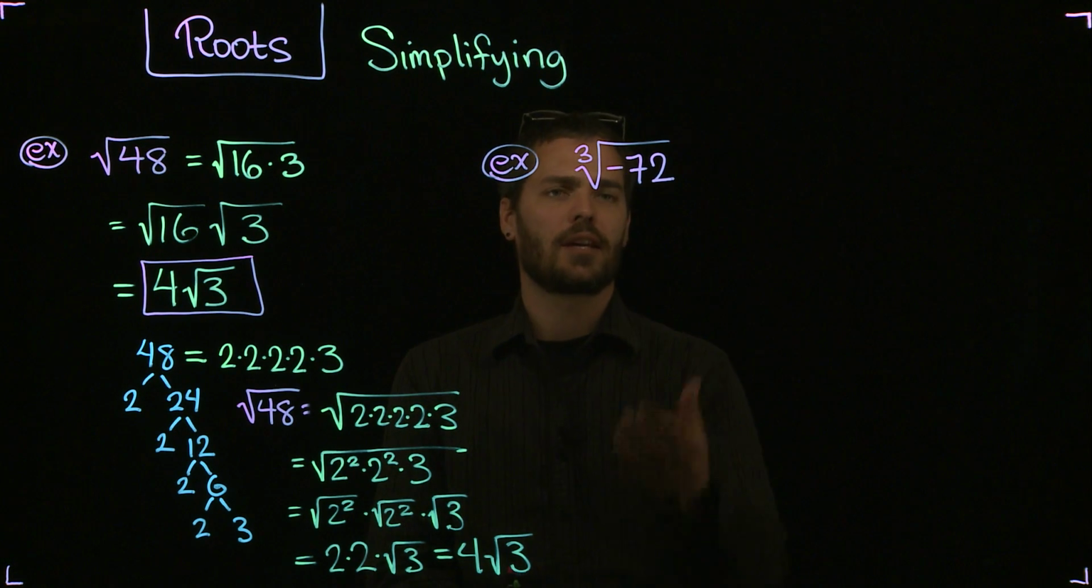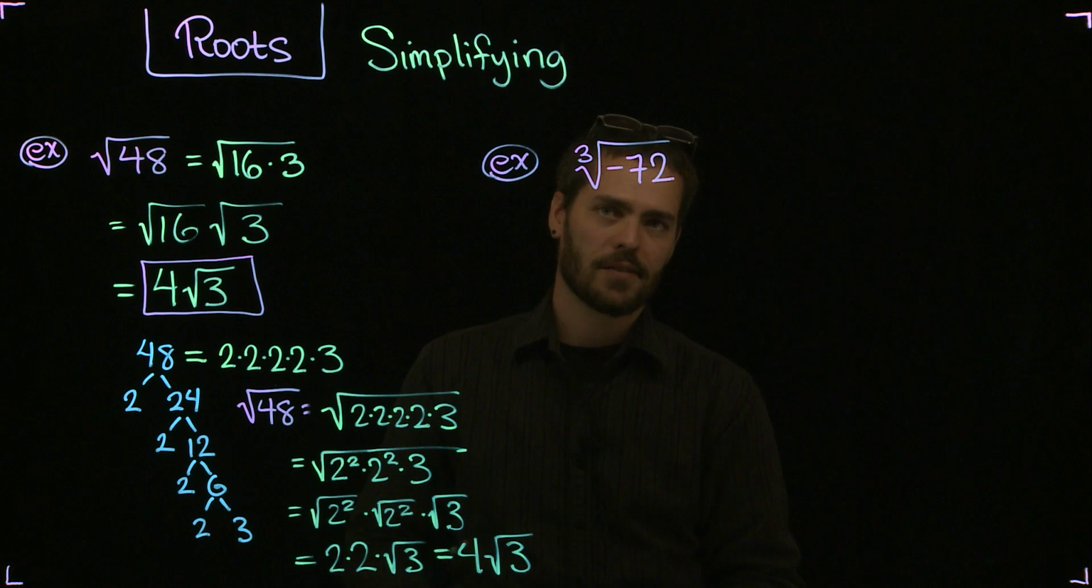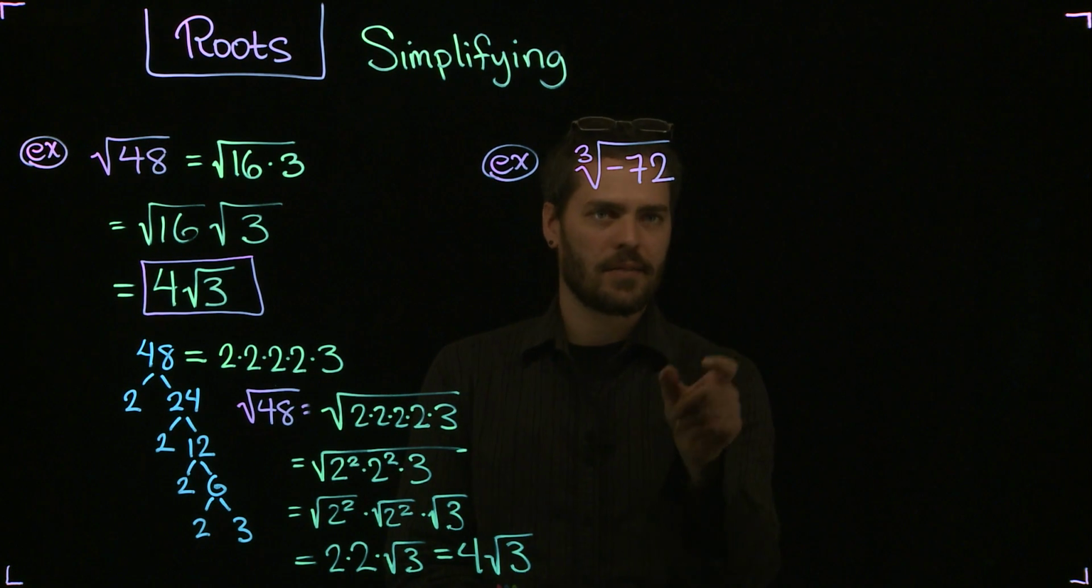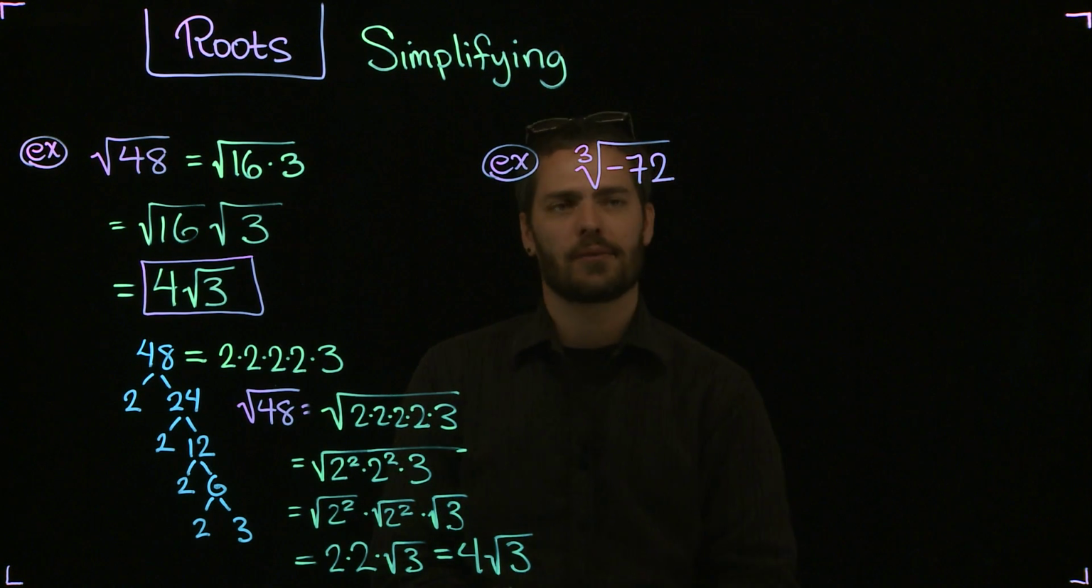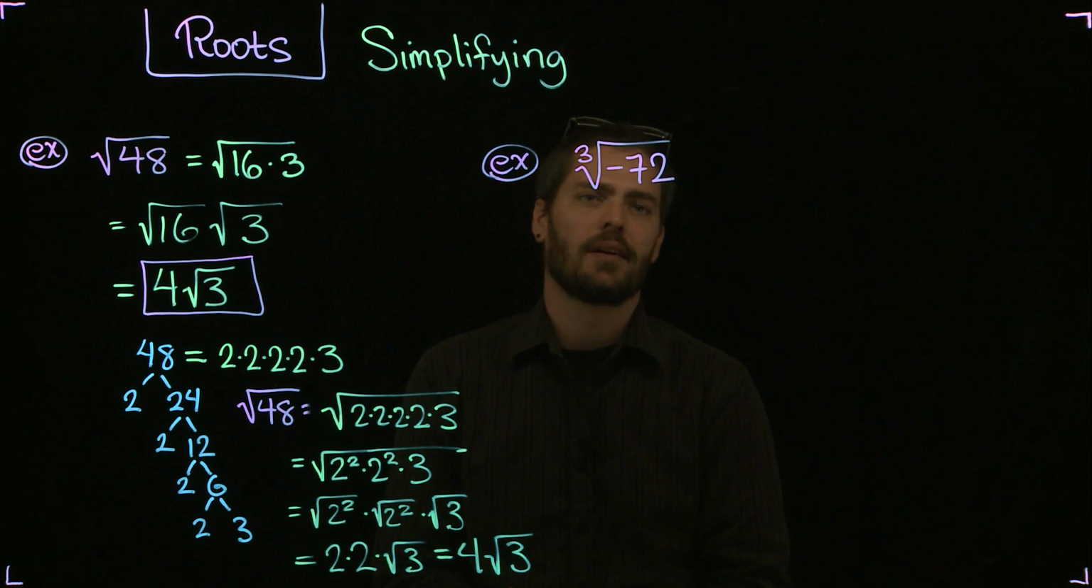Let's take a look at the cube root of negative 72. And first ask ourselves, would we even come up with a real number? Because it's a cube root, we would, because a negative times a negative times a negative is negative. So that's okay, we can come up with a real number. And we can simplify this.